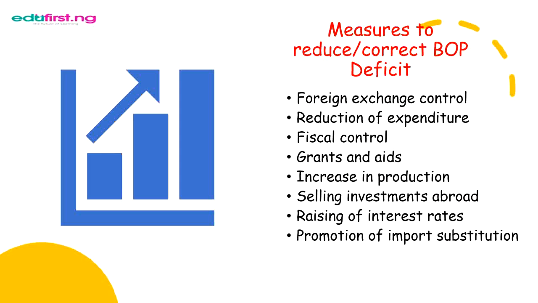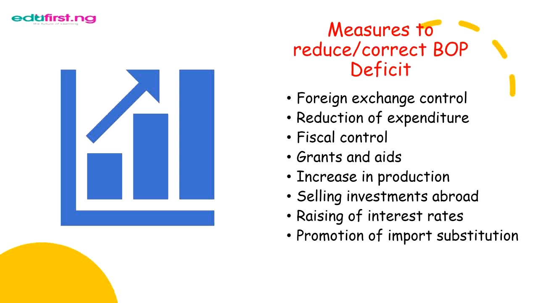Now, let's look at different measures to correct balance of payment deficit, or at least to reduce it. Number one is foreign exchange control. Government may decide to peg foreign exchange. Now, government may also decide to reduce its expenditure. When government reduces its expenditure, especially the recurrent expenditure, it will help the balance of payment deficit.